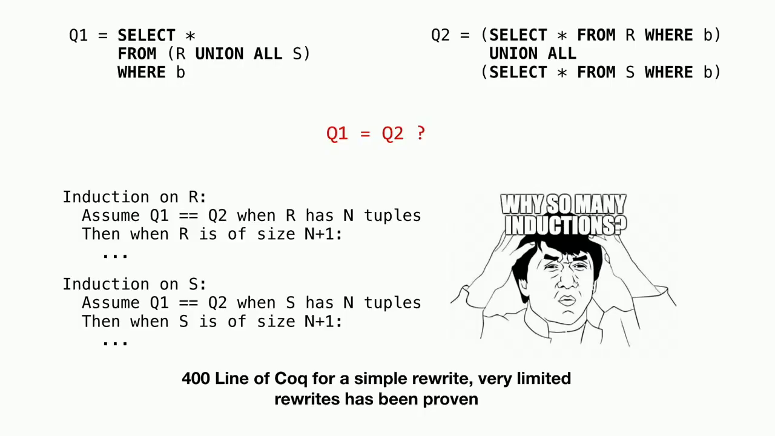Using this sort of relation as a list semantics, you can prove some simple SQL rewrite. So actually, for query rewrite like idempotence of selection, they also use like 40 lines of Coq code to prove this very, very simple SQL rewrite. Also, due to the complexity of the proof, very limited rewrite has been proven under this semantic. So this is clearly not going anywhere if we want to develop an automated reasoning system for SQL, right?